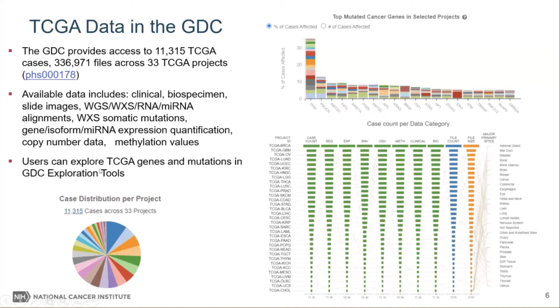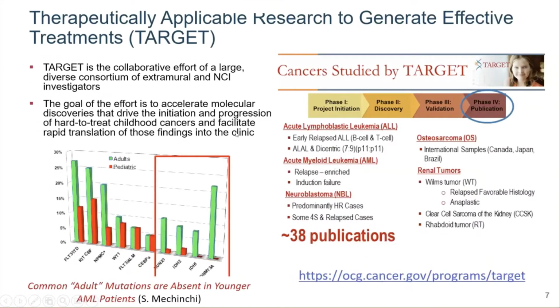One thing I want to note too is that users can go into the GDC and explore the TCGA genes and mutations, because we do make the somatic mutations open access through our exploration tools, and we'll be showing them a little bit later. The top graph is just an example of the top mutated cancer genes within the TCGA program, but you can certainly use the GDC to drill down and see those genes and mutations by the actual projects that you select. Going on to Target.